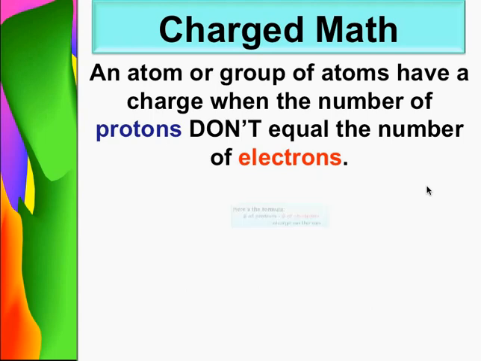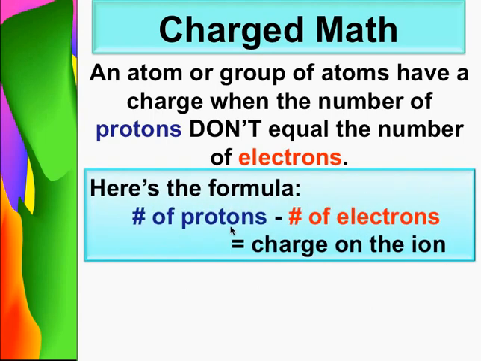Now, how do you figure out the charge? It's just the number of protons minus, and it's always minus because remember electrons are negative, minus the number of electrons. And that'll tell you what the charge on the ion is.